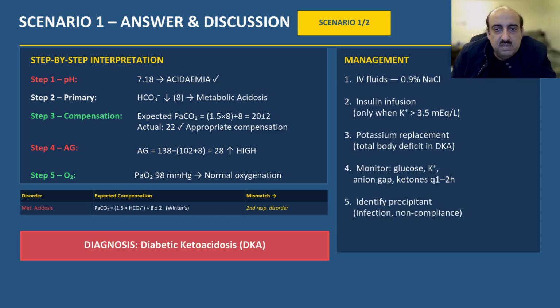Key management principles: the most important one is fluids, aggressive IV hydration. Insulin administration as soon as possible, bolus plus maintenance according to the body weight. Correction of electrolytes, especially potassium, because giving insulin will drive potassium intracellularly. So that is really crucial. And then frequent monitoring of everything: glucose, potassium, anion gap, and ketones. And finally, also looking at the underlying precipitant. Is it non-compliance to medications? Is it infection? Is it dehydration? Is it vomiting, viral infections, etc.?